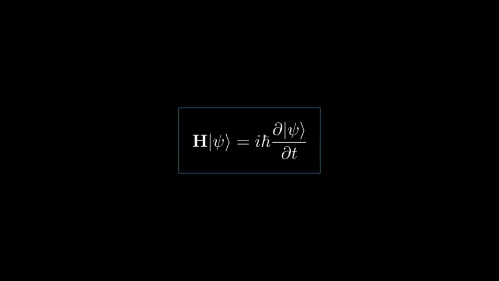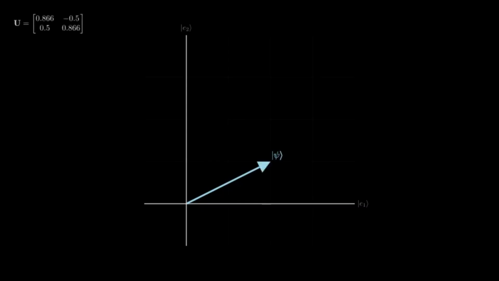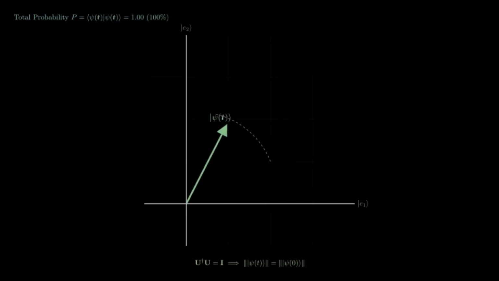This process is represented by a unitary matrix transformation. Geometrically, a unitary matrix acts like a rigid rotation of our Hilbert space. It changes the directions of the vectors, but its determinant is always exactly 1. This means it perfectly preserves the areas of the basis grid, the lengths of the vectors, and the angles between them. Because vector length represents total probability, unitary evolution guarantees that your total probability always stays perfectly conserved at 100%.